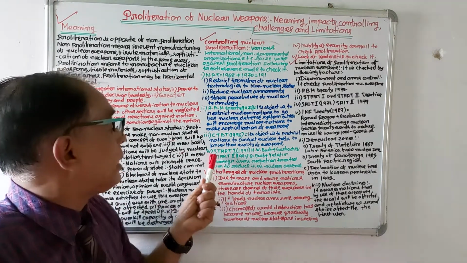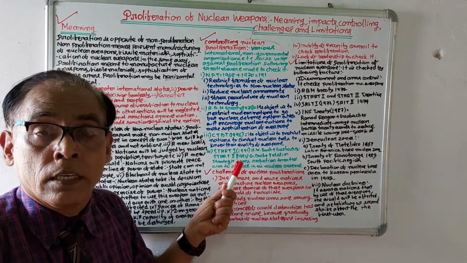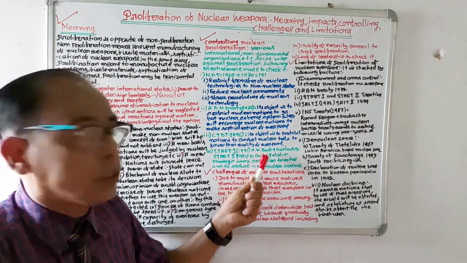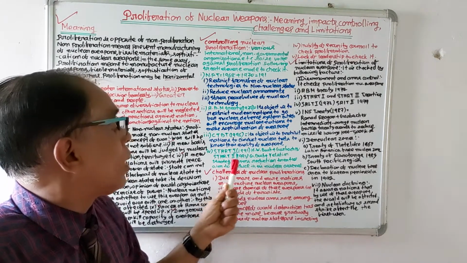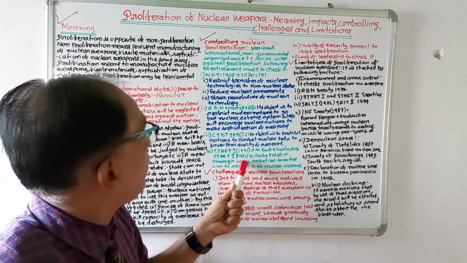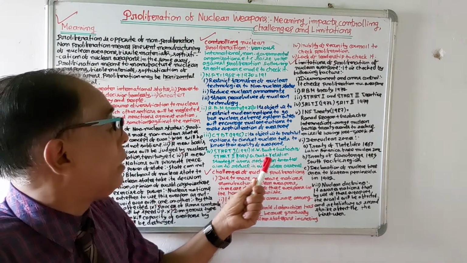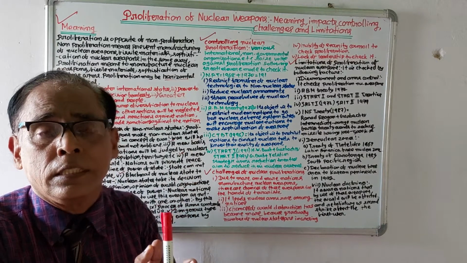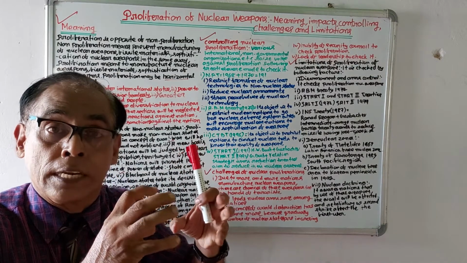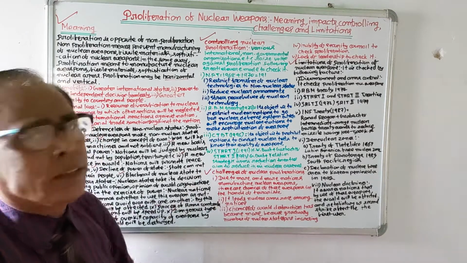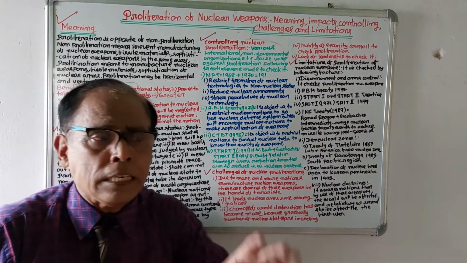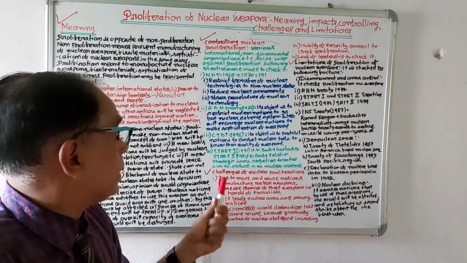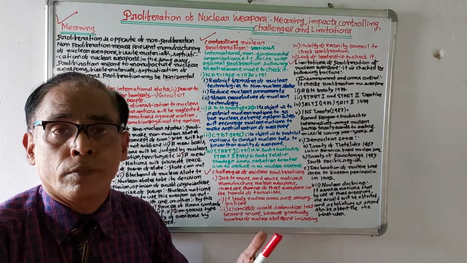Then START 1, Strategic Arms Reduction Treaty 1. It was signed in 1991 by H.W. Bush and Gorbachev, and START 2 was signed in 1993 by George Bush and Yeltsin. The purpose of the Strategic Arms Reduction Treaty is to reduce lethal nuclear weapons. So these are the steps which have been taken to control proliferation of nuclear weapons. Then we'll discuss challenges of nuclear proliferation.